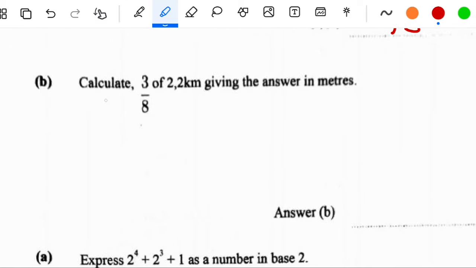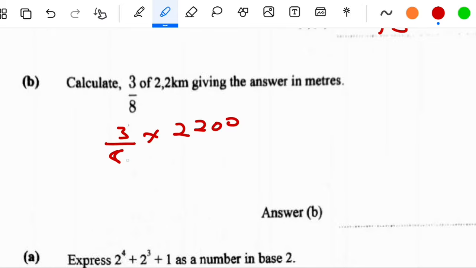Then here calculate 3 over 8 times 2.2 kilometers. Give your answer in meters. So this is 3 over 8 times 2.2 kilometers, which equals 2.2 times 1,000, which is going to be 2200. So we need to simplify that one now. So what I can do is divide by 2, I'm going to get 4, 2, 11. 2 into 4, I will get 2. 2 into 11, I will get 5, remainder 1. Into 10 is 5, and then 0.